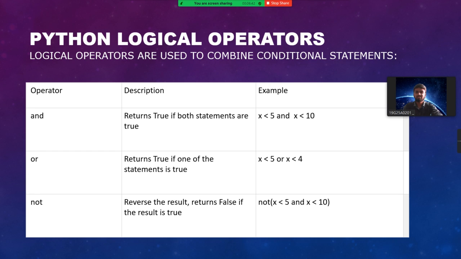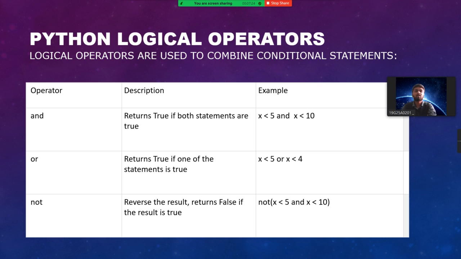I will explain with an example also, just to show how it works. And the or operation returns true if one of the statements is true. And not reverses the result: it returns false if the result is true. Okay. Example: x is less than 5 and x is less than 10. If both are true, then only the and operation will give the output.